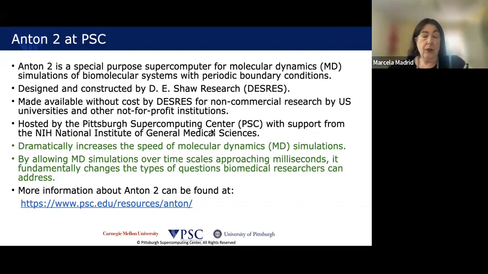And what Anton 2 does is it dramatically increases the speed of molecular dynamic simulations. And so it allows researchers to reach scales of milliseconds. And therefore, it can fundamentally change the kind of questions that can be asked from a molecular dynamic simulation. The proposals, therefore, should focus on those applications that require very long trajectories of several microseconds long, for example.